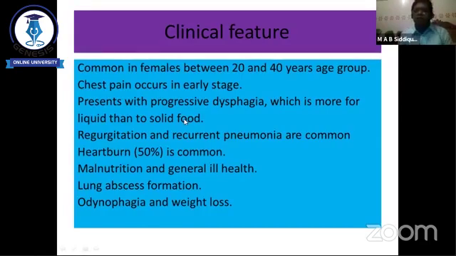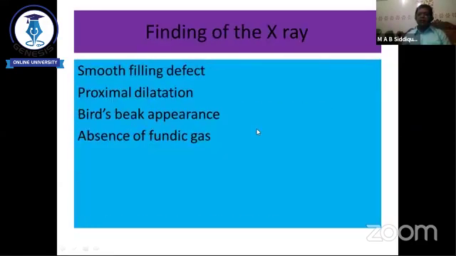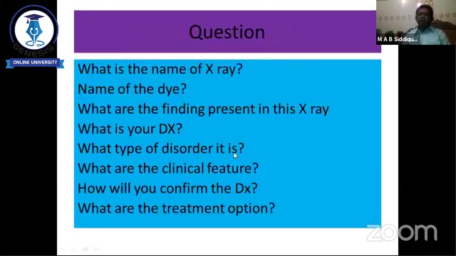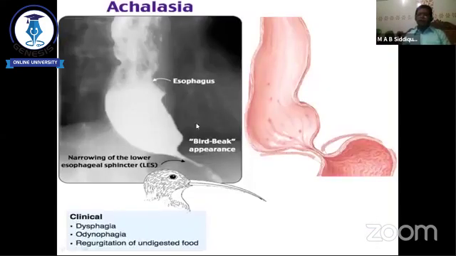So for the clinical diagnosis, the question may be like this: what is the name of the X-ray? This is the barium swallow X-ray. Name of the dye, barium sulfate. What are the findings present in this X-ray? The findings are a smooth filling defect, proximal dilatation, bird-beak appearance, and absence of fundic gas. This is the typical feature of achalasia cardia.